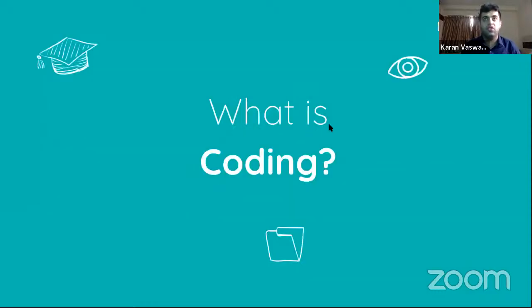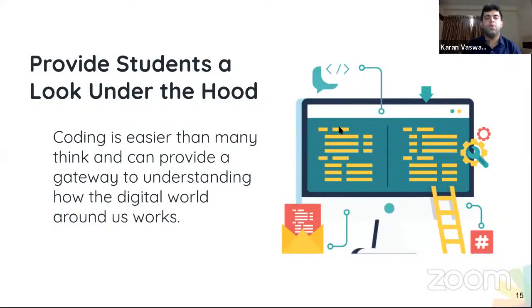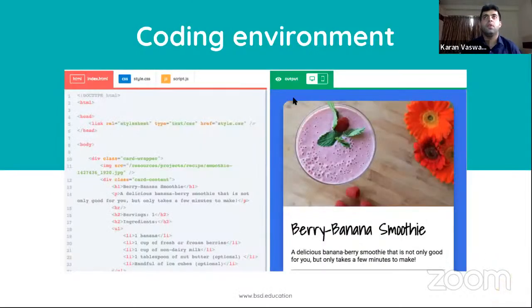So coming a little bit out of digital skills and into coding specifically. What is coding, right? Coding is actually easier than many people think, and can provide a gateway to understanding how the digital world around us actually works. So you can see here that BSD provides an IDE, an integrated development environment, for coding in HTML, CSS, and JavaScript. As we go through the slides, and as I show you some projects, you will see a little bit more about our coding environment as well.